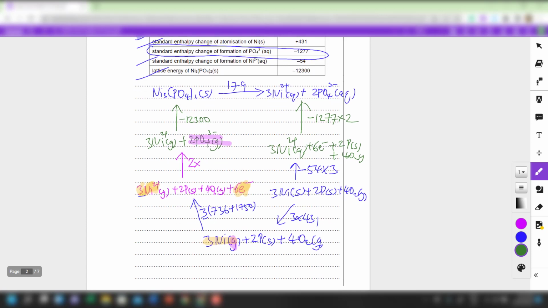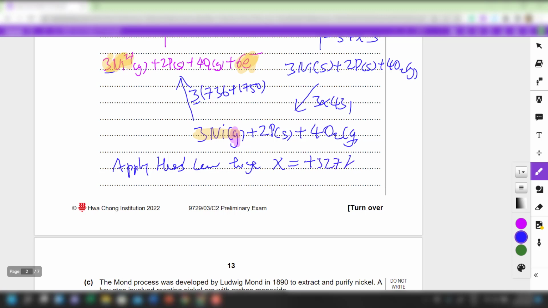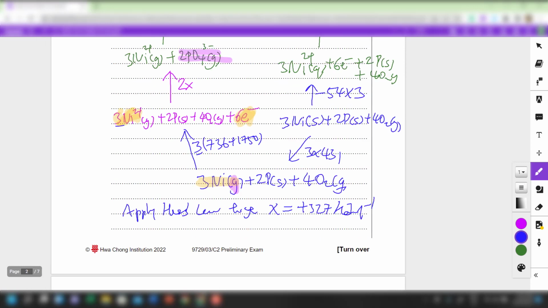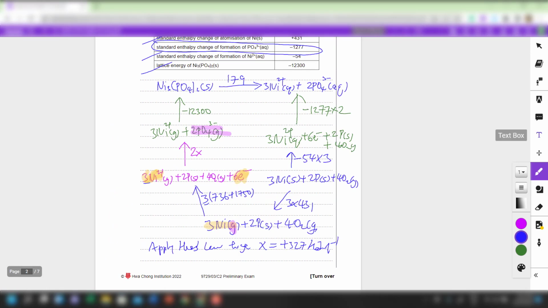Okay, yep. So from here you can apply Hess's law to get x equals 327 kilojoules per mole. Just apply it accordingly. I don't think you guys need me to teach you how to apply it, but maybe just to go through this concept very quickly.